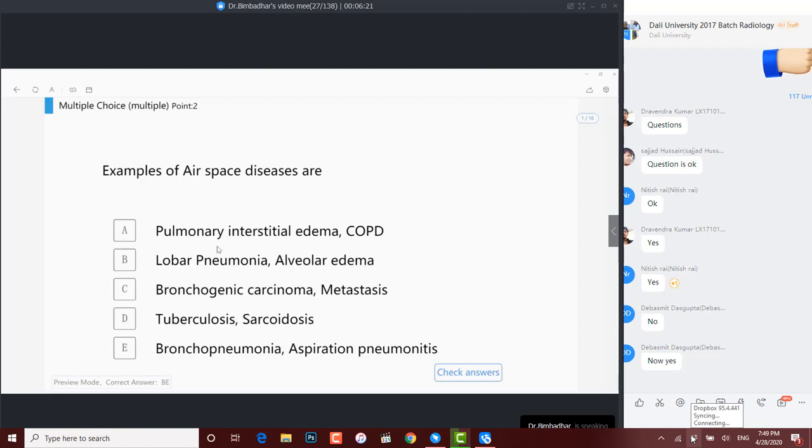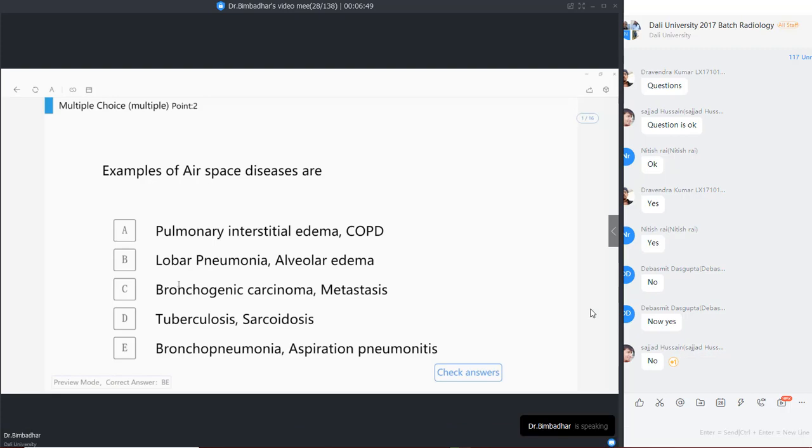You see here, the pulmonary interstitial edema is obviously talking about the interstitial contents, which is a connective tissue. So that's the reason it is not. COPD is chronic obstructive pulmonary disease, and though yes, it belongs to airspace diseases, a combination of pulmonary interstitial edema and COPD is a classical presentation. So the answer could not be pulmonary interstitial edema.